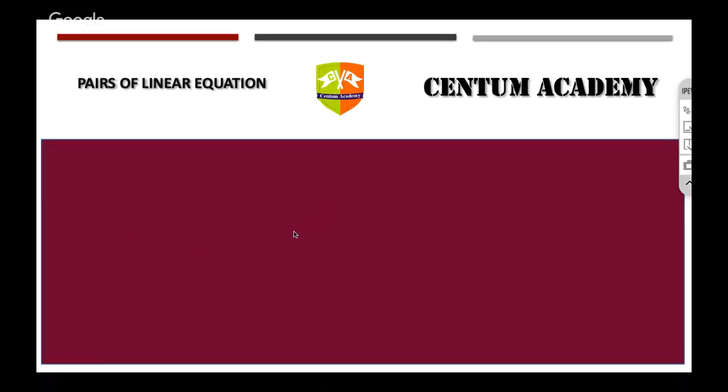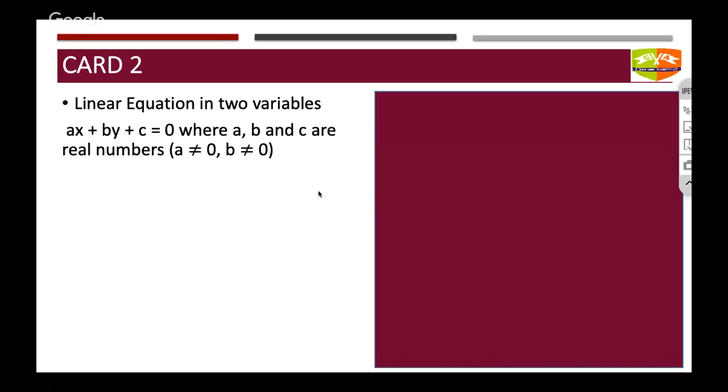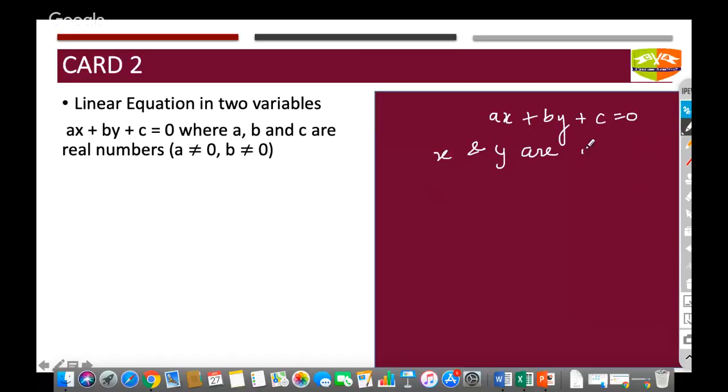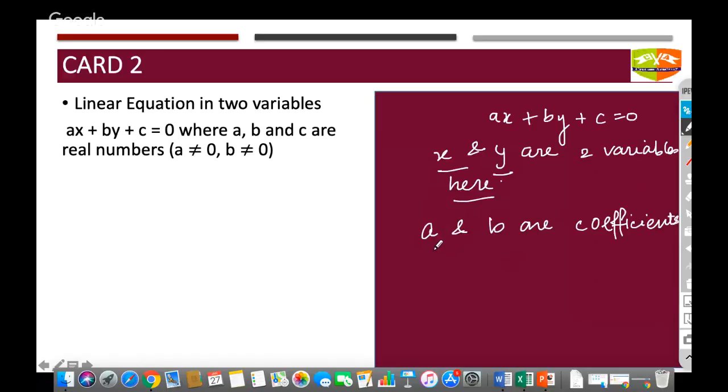So I'm starting with linear equation in two variables. So first of all, how is this presented? Any linear equation in two variables is presented as ax plus by plus c is equal to 0. I have assumed that x and y are two variables here. And what are a and b? a and b are coefficients of x and y respectively. So the number coming in front of a variable is known as the coefficient of that variable.